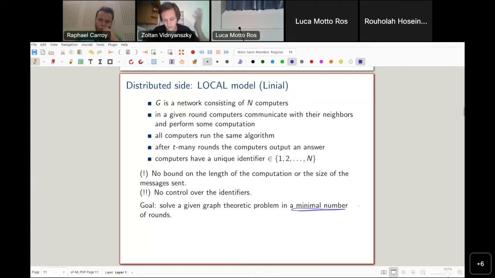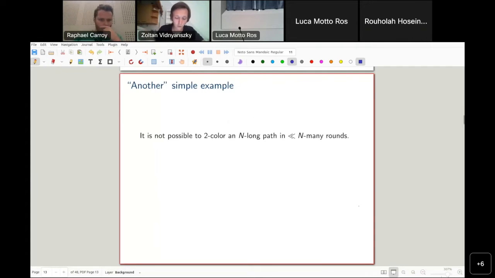Let me show you again an example of this. Assume that the network looks like a very long but finite path, so there are n many computers. I claim that it is not possible to two-color this in significantly less than n many rounds. Essentially, you need n many rounds to color this. Of course, n many rounds is sufficient, because if I am allowed to work in n many rounds, I just explore the neighborhood from this computer, I know how far from the end I am, and then I just color based on the parity.